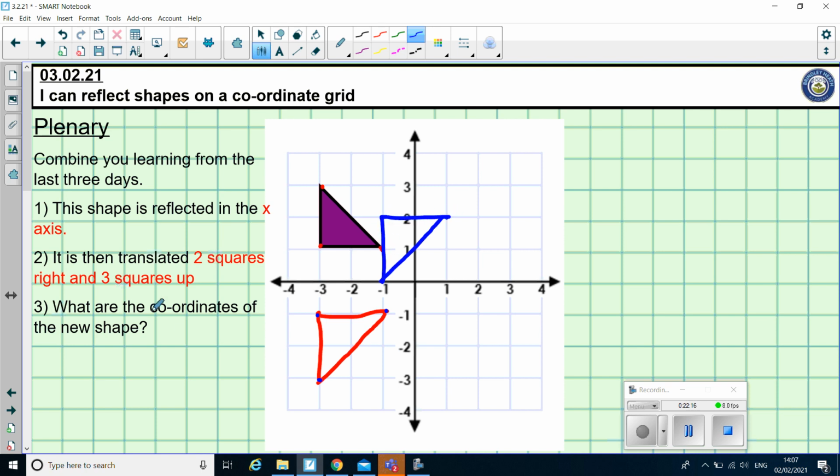Okay. Final bit then, it says what are the coordinates of the new shape? Right, remember coordinates need to be written in brackets. Okay, first coordinate, in through the door and up the stairs. Okay, so I read along the bottom first of all, which is -1. And up the side, well, it's only at 0, isn't it? So it's going to be -1, 0. Second coordinate, this one is -1, 2. And the third coordinate, this one is 1, 2. So those are our coordinates that we need.